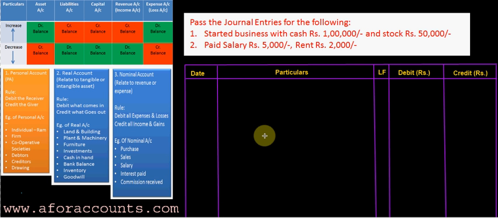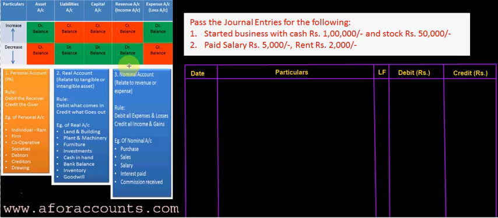Let's start with the topic journal. Before starting journal, a small recap that we can check: any increase in assets or any increase in the expenses or losses is always debited, and any increase in the liabilities, capital and the revenue is always credited, and for decrease it has to be vice versa. As we go on to do the entries, we will be more familiar with this formula.